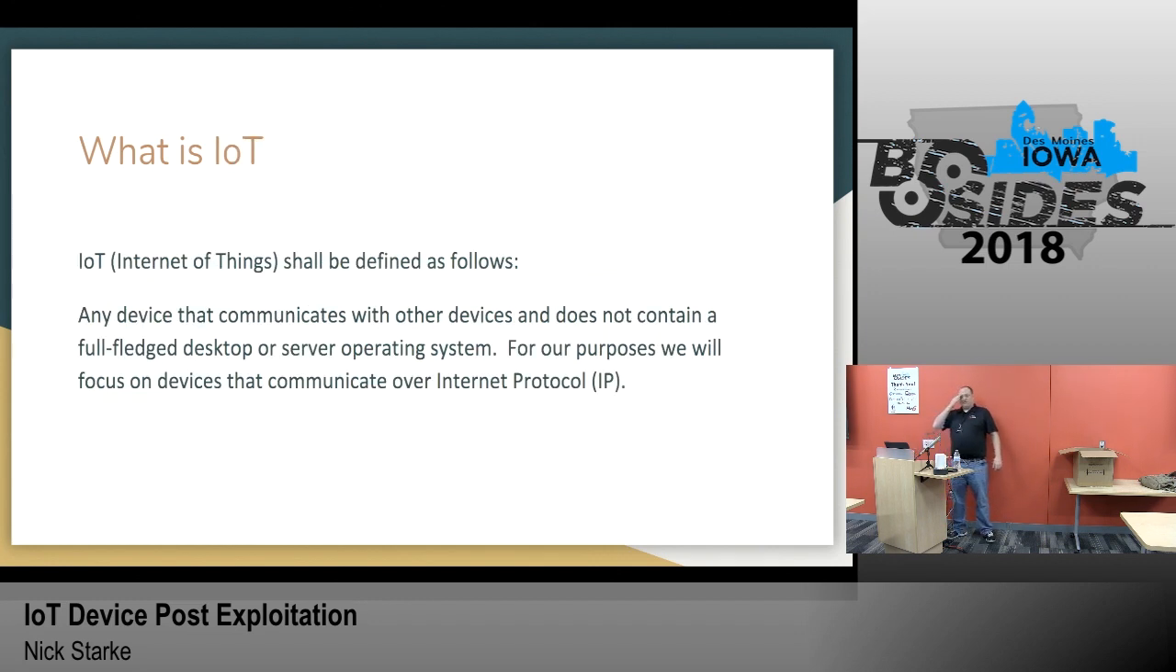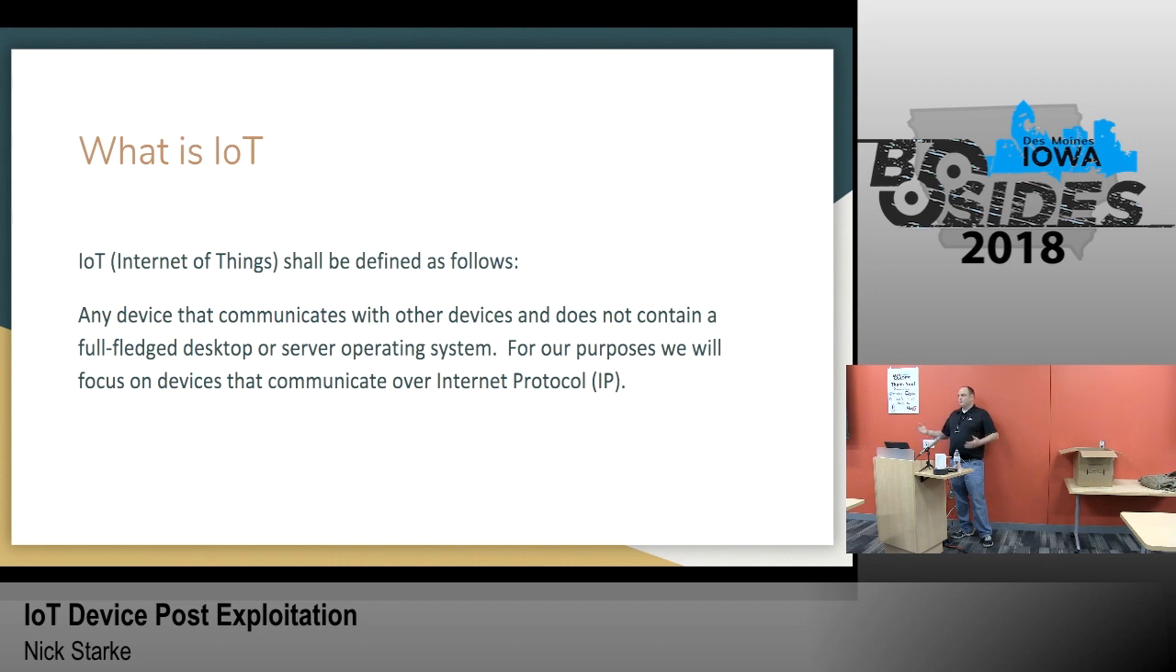So just a couple of introductions to things. I don't know what everyone's experience level is, so I'm going to start really basic and get more complicated towards the end. Internet of Things is basically any sort of device that's not a desktop or a server that can communicate. We're going to be talking about IP devices today.